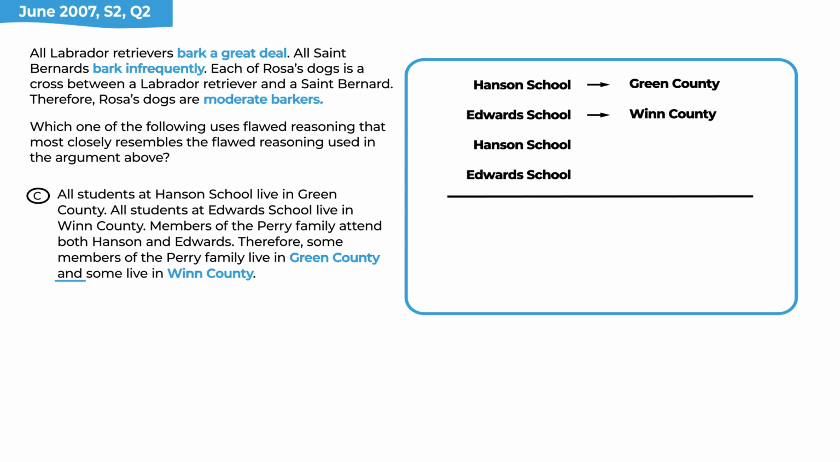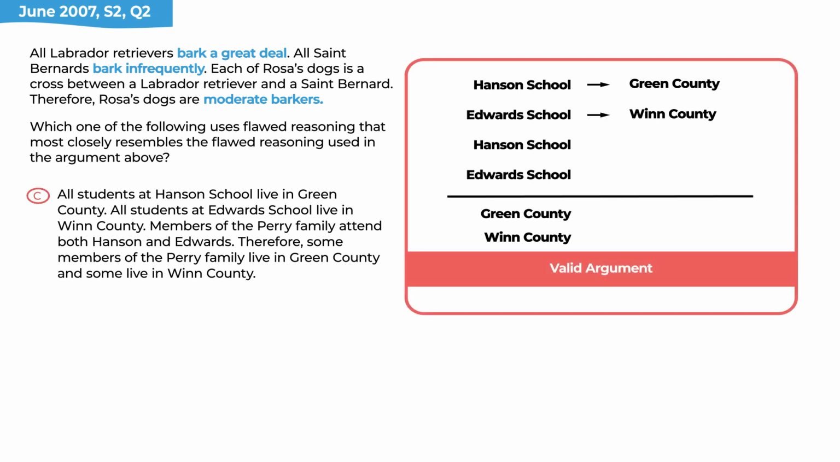Then we get a conclusion, therefore, some members of the Perry family live in Greene County and some live in Wynn County. Now we have these two rules. We know that the triggers of those rules have been met. The argument goes on to conclude, therefore, that the outcome of those rules is also true. And this is actually a valid argument. We're not trying to find a middle point between two extremes. This one is simply giving us some rules and applying them. So this one is a valid argument, which means it doesn't parallel the flaw.